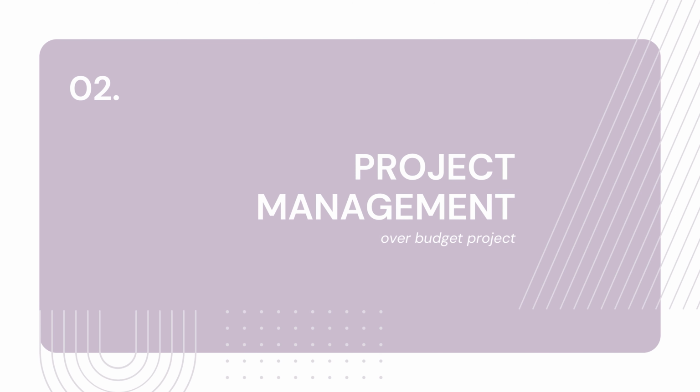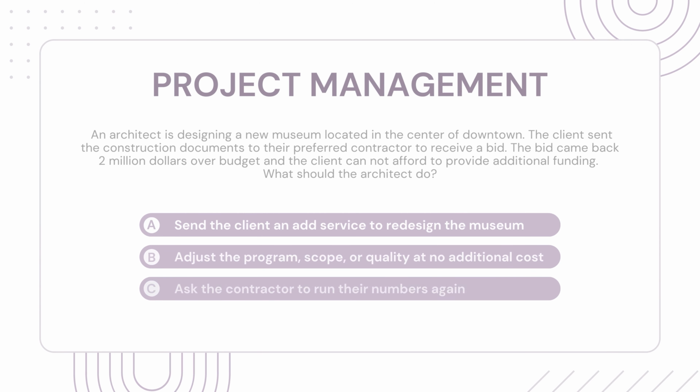Next up is project management. An architect is designing a new museum located in the center of downtown. The client sent construction documents to their preferred contractor to receive a bid. The bid came back $2 million over budget, and the client cannot afford to provide additional funding. What should the architect do?